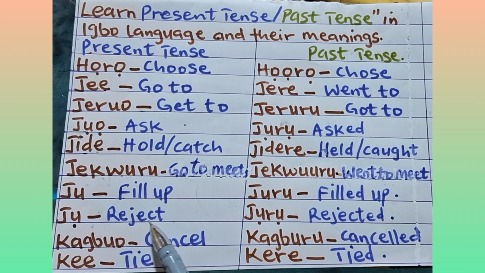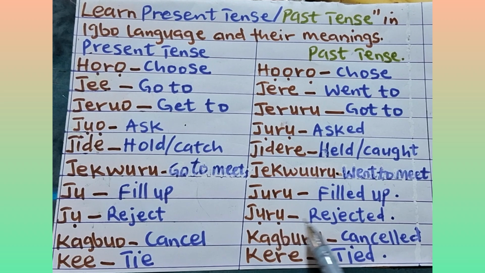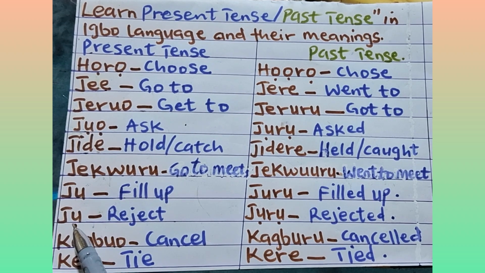Jo means reject. Past tense of jo is joro, rejected. You can see here, this one is ju with no dot under this u, while jo is with dot under. So take note of it. They are not the same thing.